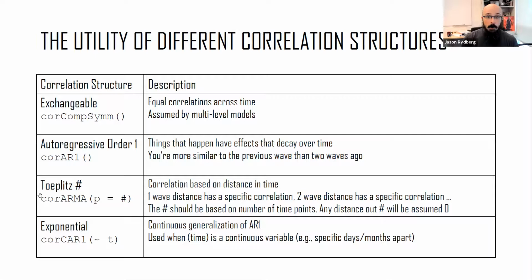So a Toeplitz structure, or an ARMA structure, is a correlation among your residuals that's based on, and I'm going to go through estimating each of these different models, and we'll talk about these just so you get a picture of it here.